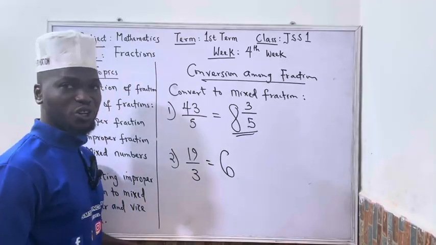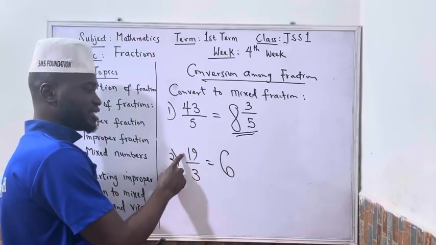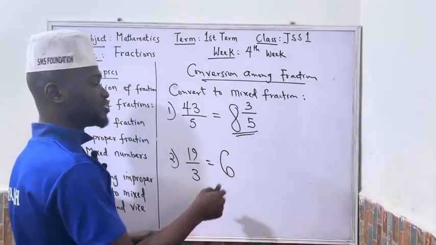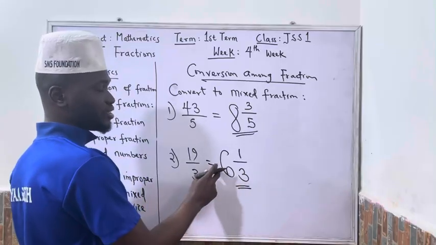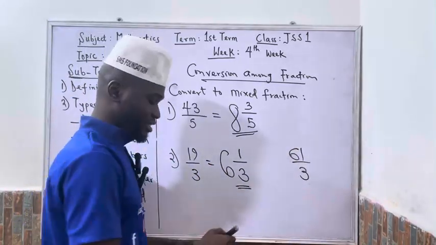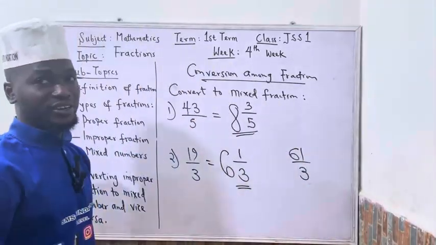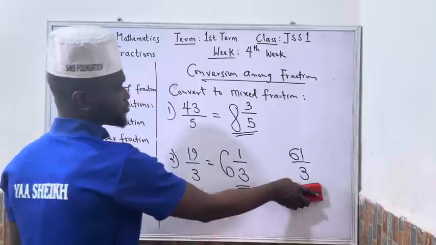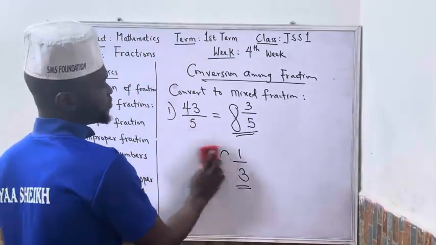That will be 6 whole number. But 3 times 6 is 18. Subtract that 18 from 19. That will give me 1. So remainder 1 over 3. So this is the answer. Don't write it as 61 over 3, thinking that this is 6 whole number. It is wrong. So don't do that. All right? Very good.